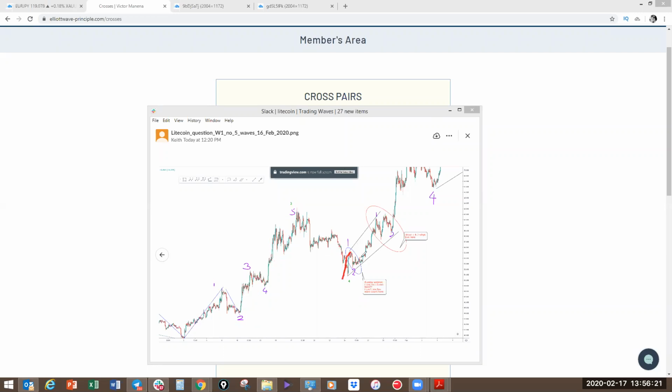I still don't get 1, 2, 3, 1, 2, 3. Please rectify, or make me understand what you're looking at, or if you've made a typo of some sort. Because if this was a diagonal, also 1, 2, 3, the wave 4 must come within the territory of wave 2, and it is not. So you can't look at it as a diagonal, you can look at it rather as a 1, 2, 3, 4, and a 5. Any other questions?